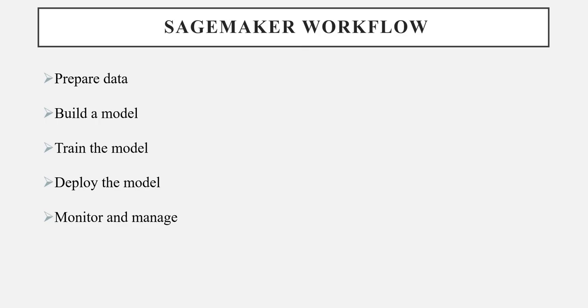The last is deploy the model. Once your model is trained, tested, and tuned, it's easy to deploy in production with Amazon SageMaker. You can start running and generating predictions on new data. It deploys your model on an auto scaling cluster of Amazon EC2 instances that are spread across multiple availability zones to deliver both high performance and high availability.